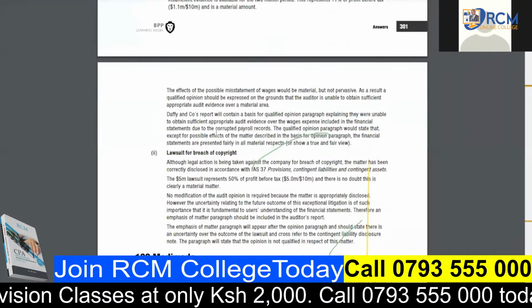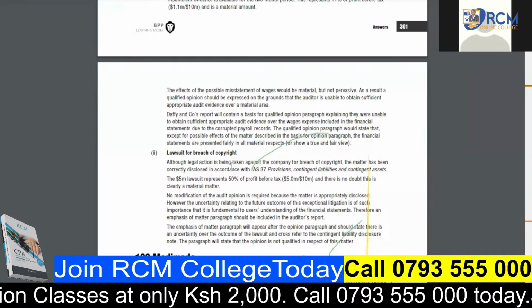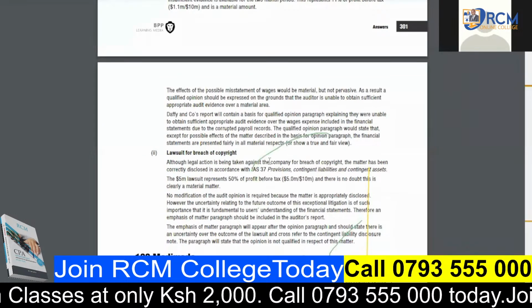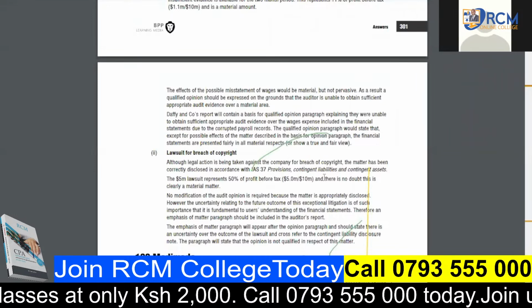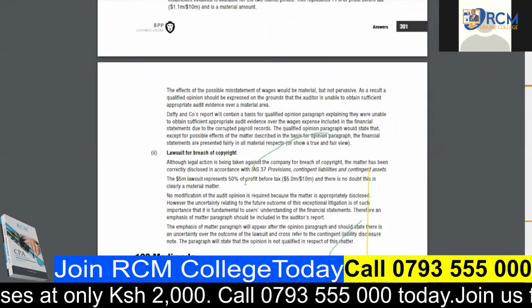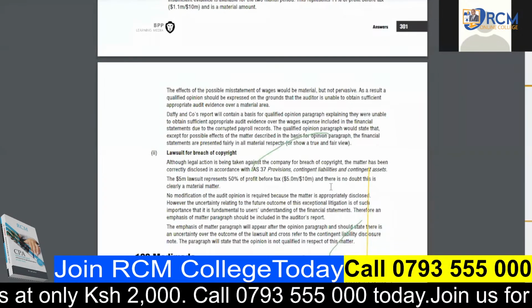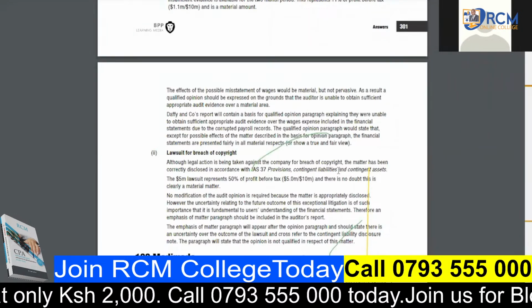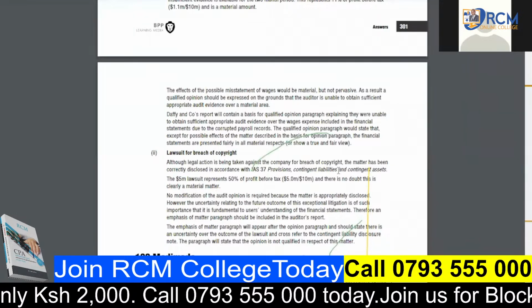Let's go to the lawsuit, to answer directly, lawsuit for breach of copyright. Although legal action is being taken against the company for breach of copyright, the matter has been correctly disclosed in accordance with IAS 37 Provisions, Contingent Liabilities and Contingent Assets. The 5 million lawsuit represents 50% of profit before tax, and there is no doubt this is clearly a material matter. No modification of the audit opinion is required because the matter is appropriately disclosed.